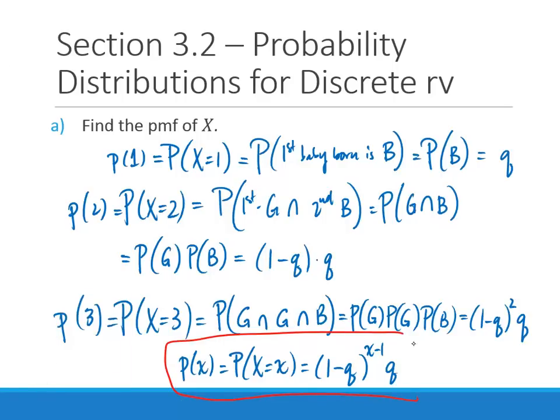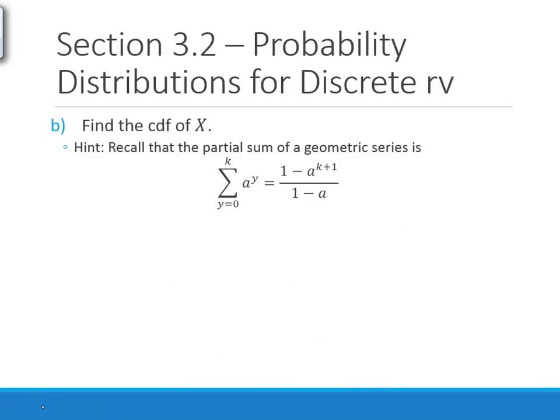So here's sort of our general formula. Again, this is if X equals 1, 2, 3, and so on. And then P of x equals 0 otherwise. So if I take the probability of 1.5, for example, that's 0. I can only have positive integers there. So P of x equals this formula if x equals 1, 2, 3, 4, 5, and so on, and then it equals 0 otherwise. Everybody okay with that? Okay, so that's the PMF.